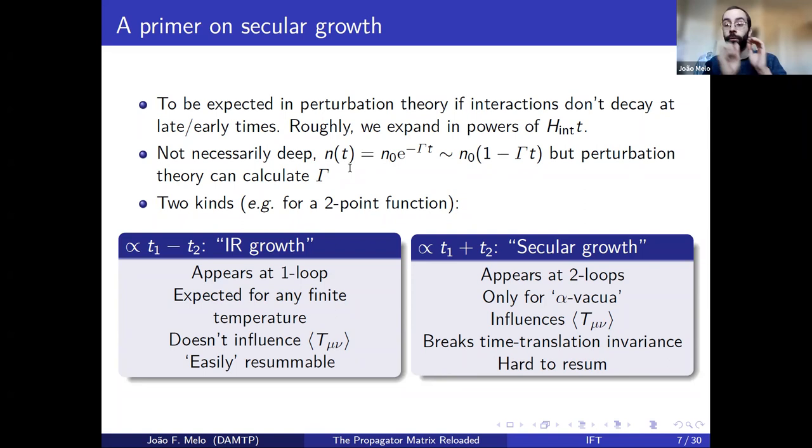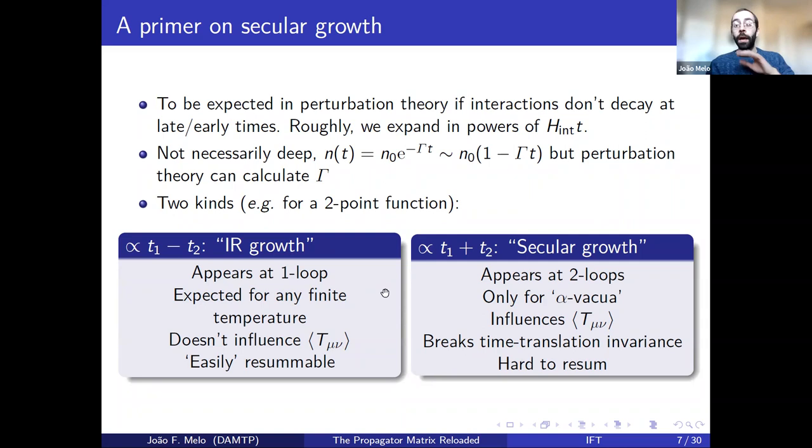And for future reference, I want to split into two kinds of this secular growth. For example, for a two-point function, we can have something that grows as t1 minus t2, which is very big when t1 is very different from t2, but they could both be very big, but close to each other. And this wouldn't be a big quantity. This I'll call IR growth, because it's only in the IR temporally that this grows.